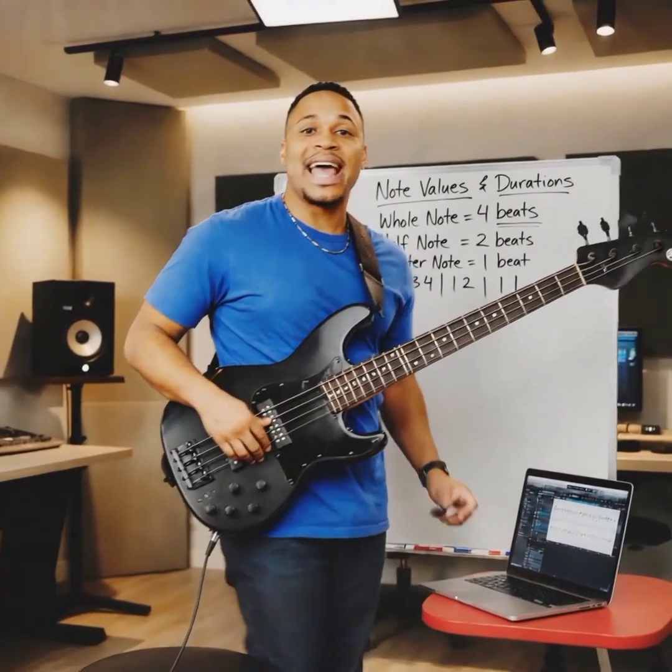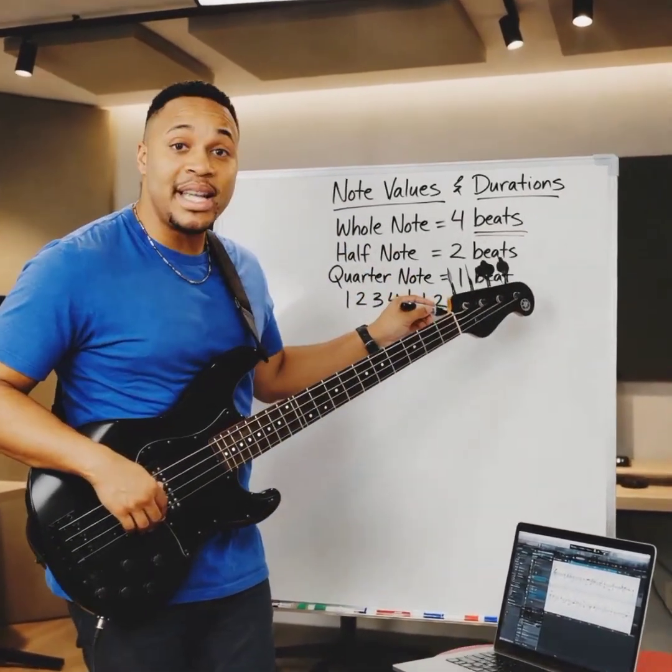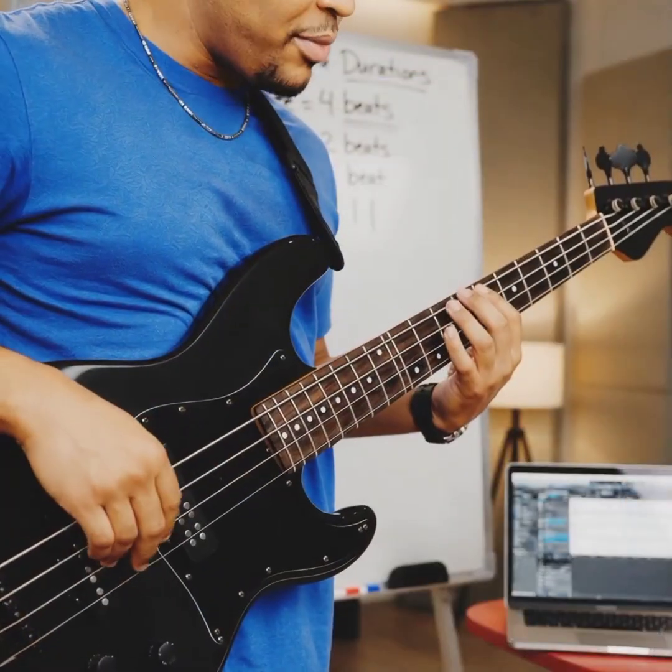Okay, let's talk about note values and durations. This is a whole note, lasting 4 beats. A half note is 2 beats, and a quarter is 1. Listen to how the rhythm changes.